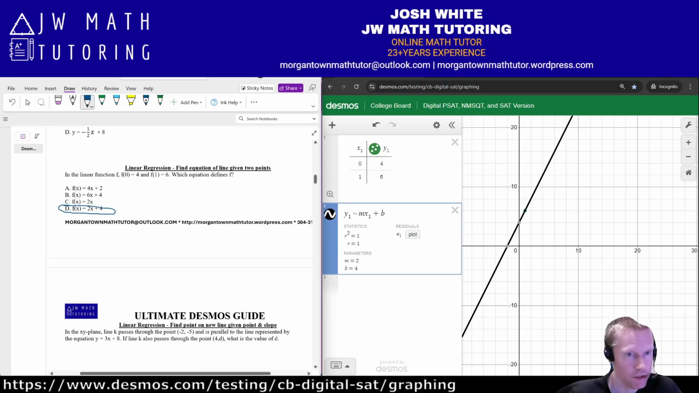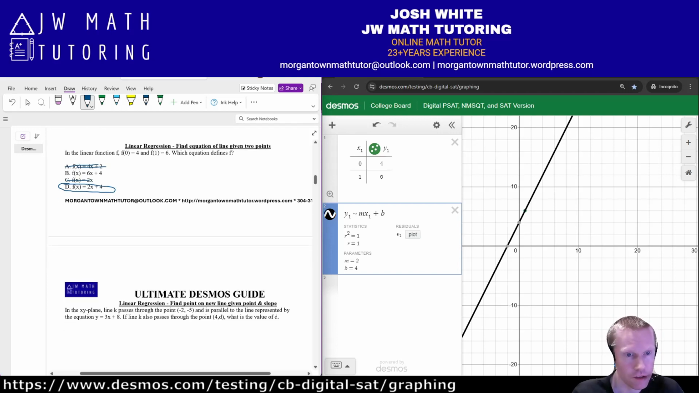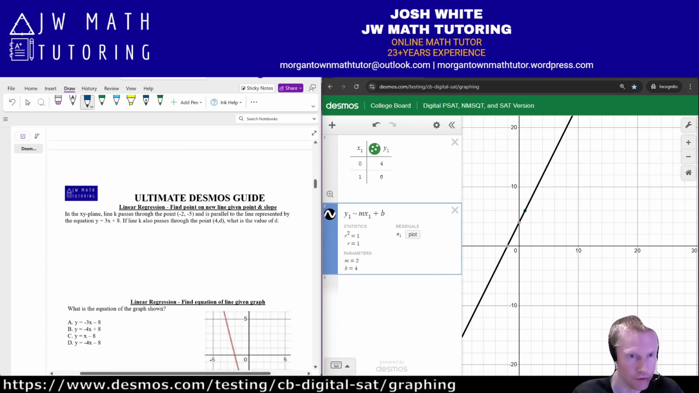Again, with this one, if you notice that f of 0 is just going to be the y-intercept value because the x is 0, you could have eliminated A and C right off the bat because they do not have the correct b value. But we can just easily create a table, do the linear regression statement, get the slope, get the y-intercept. So this is an example of finding the equation of a line being given 2 points. All right, so let's keep going and look at some more examples.